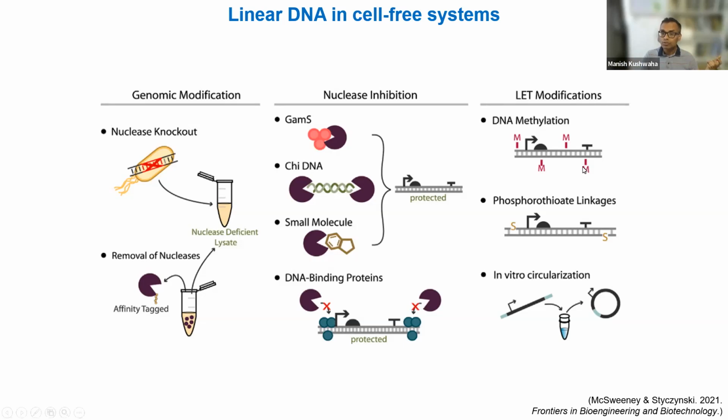The other things to do to protect your linear DNA are DNA methylation, where methylated DNA seems to be better protected against exonucleases, so then your DNA is going to last longer in the system. Or you could use modified ends of your linear DNA, so phosphorothioate links that will effectively protect against the exonucleases at the end. Or you could also do an in vitro circularization before you put this DNA into your cell-free mix, and that will protect this DNA. So, of course, many of these methods already exist.